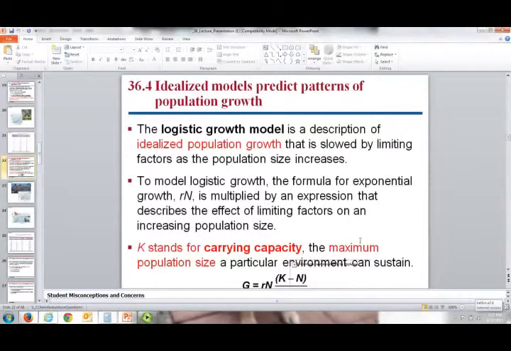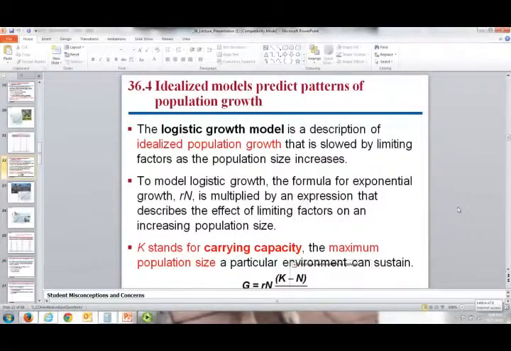So the logistic growth model is a description of an idealized population growth that is slowed by limiting factors such as the population size as it increases. So the logistic growth model has a different formula from exponential growth. The Rn is multiplied by an expression that describes the effect of limiting factors on the increase in population size. So you're going to add an additional factor in here, K, that stands for carrying capacity, which is the maximum population size a particular environment can sustain.